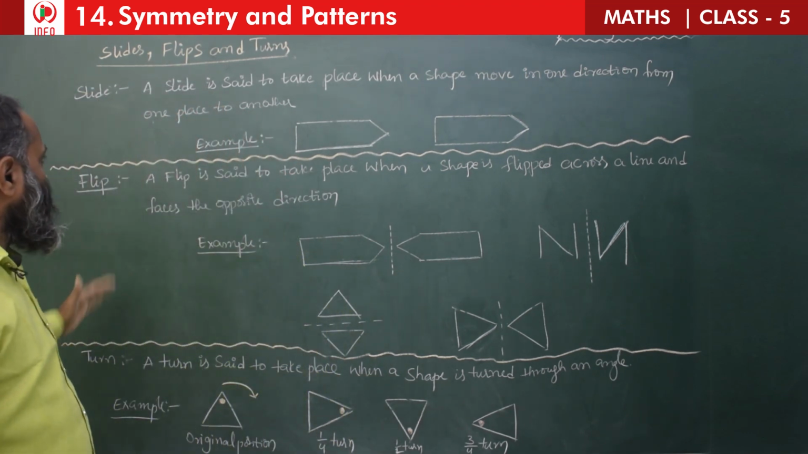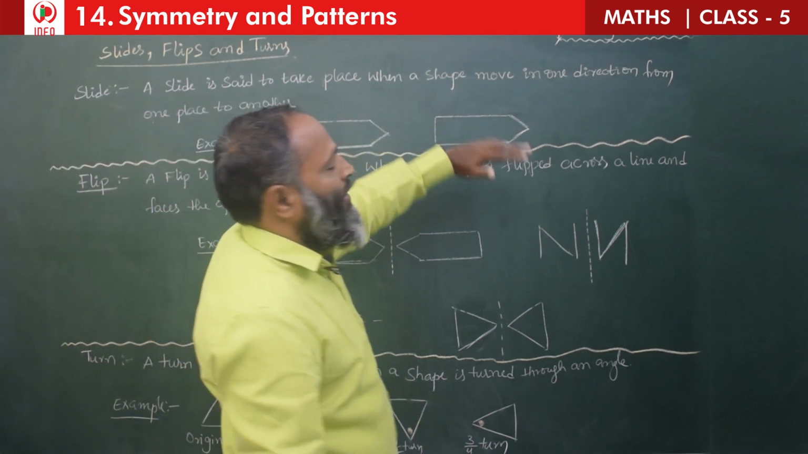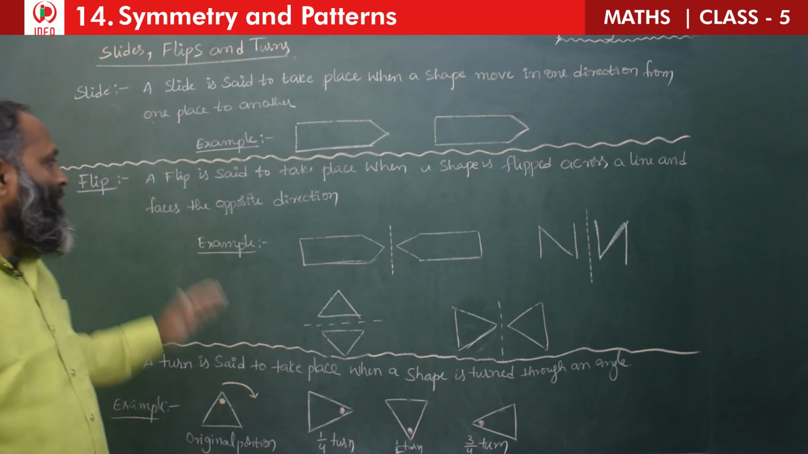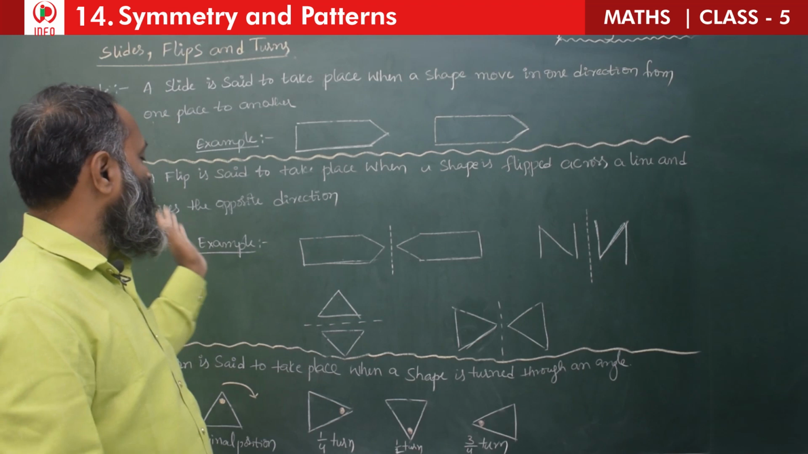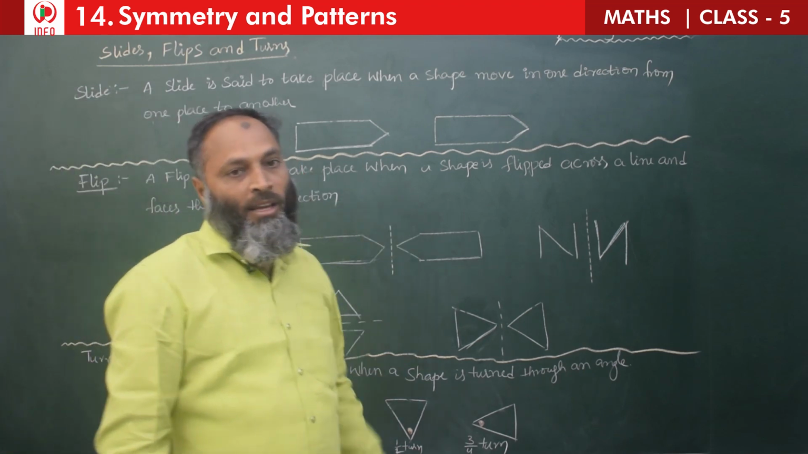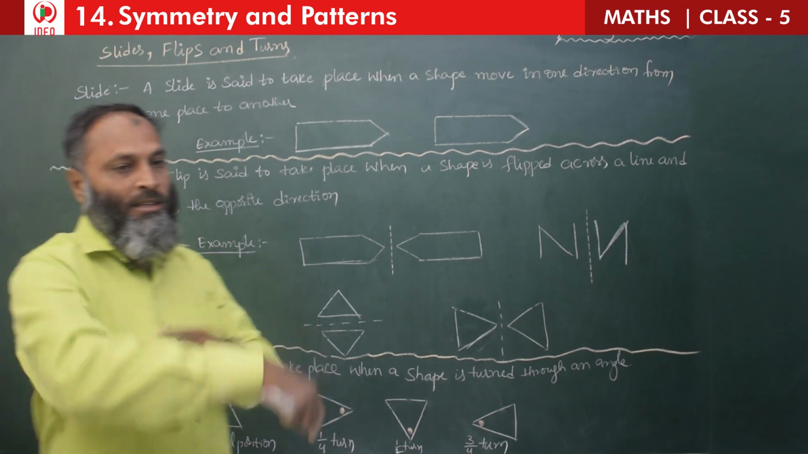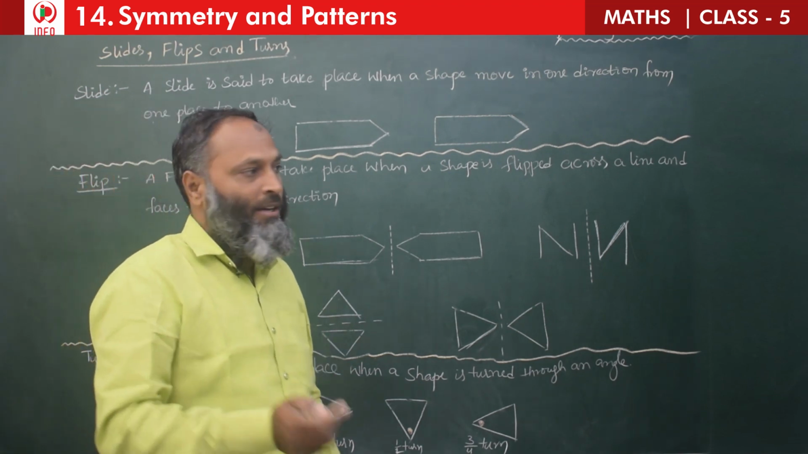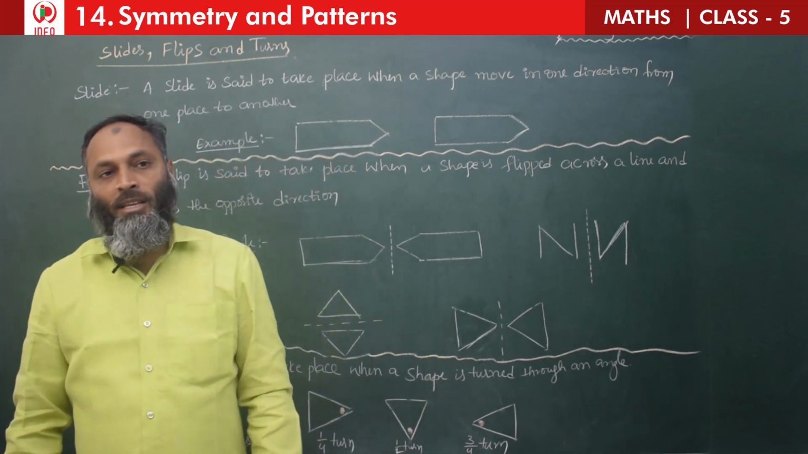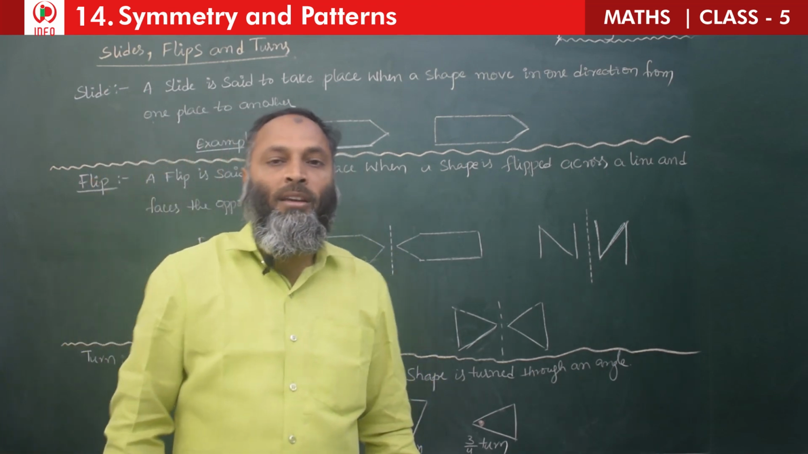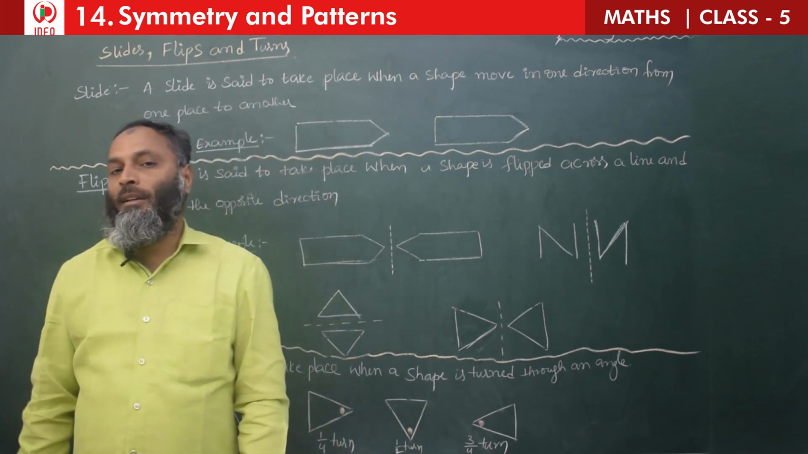Slide means it just changes its position from one place to another place in one direction. Flip means flipped across a line, either vertical or horizontal. Turn means it turns completely: 1/4, half, and 3/4. If it turns like that, how the shape will look is what is meant by the turn. Okay, this is about the slide, flip, and turn.